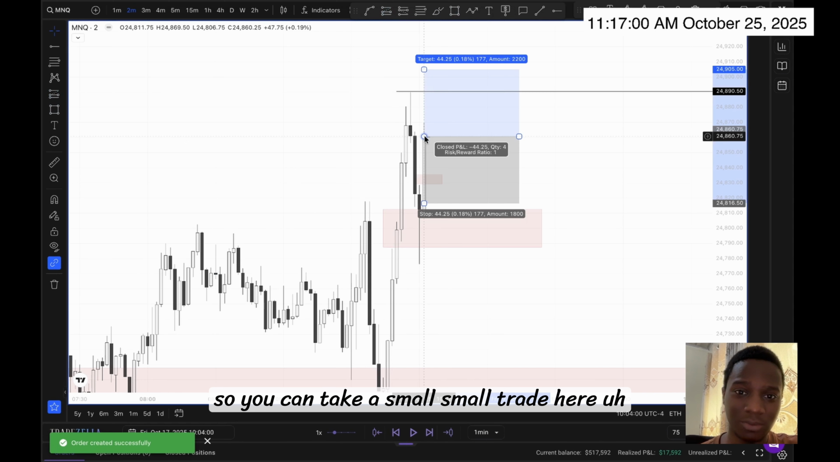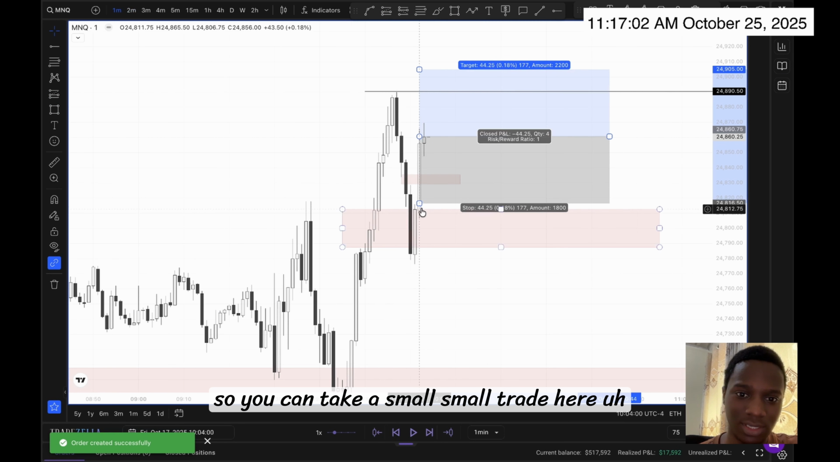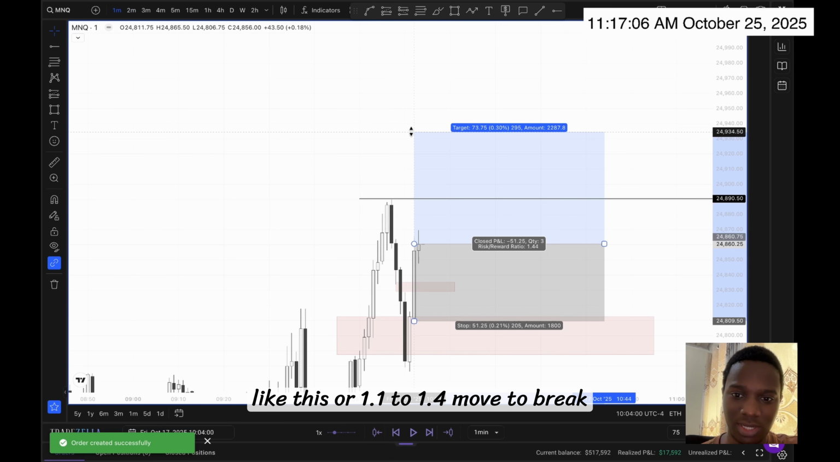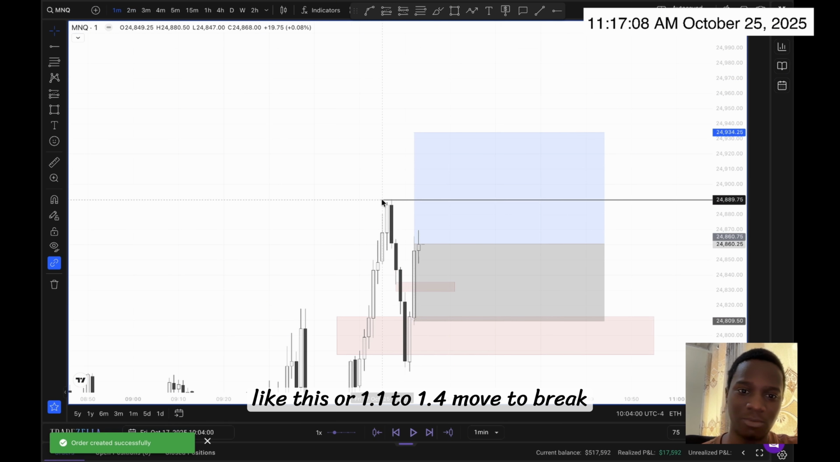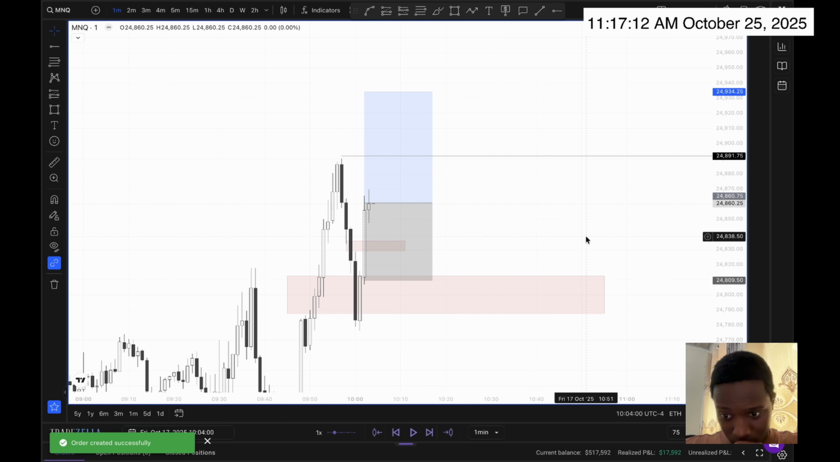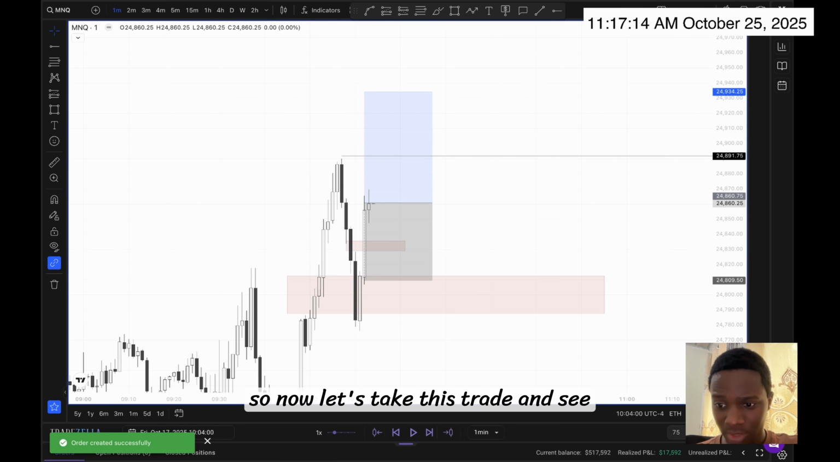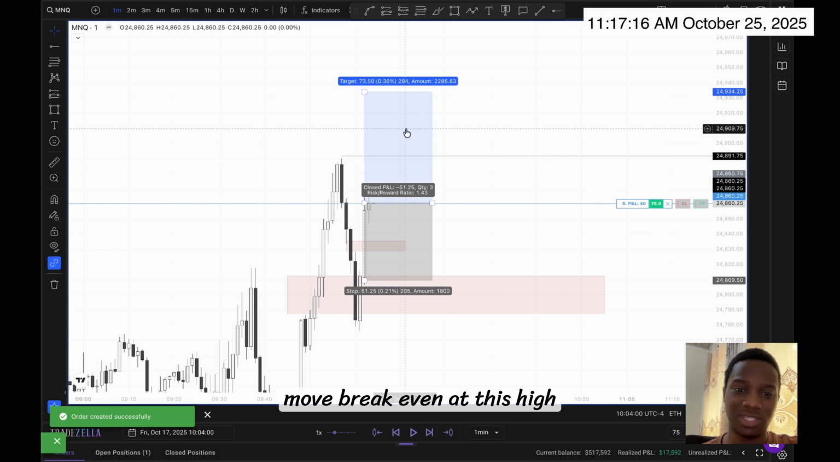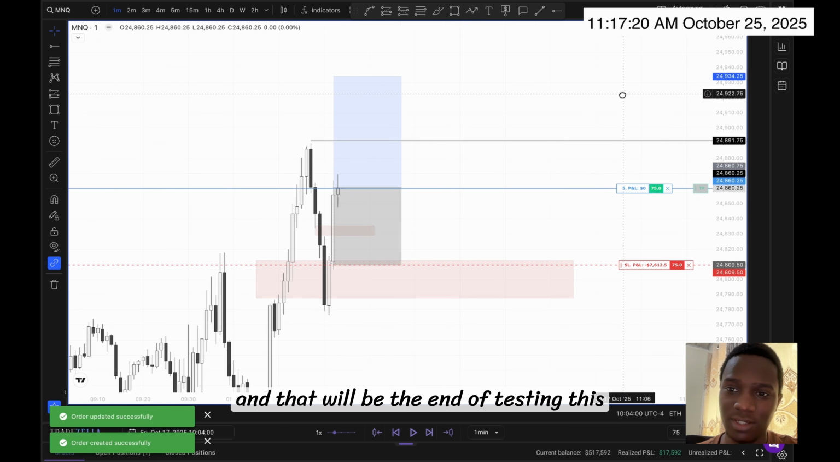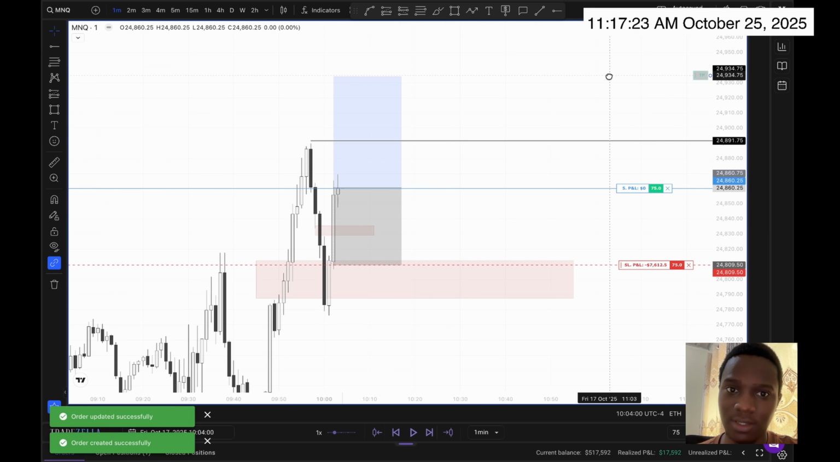So you can take a small trade here with your stop here, and probably take it like a 1 to 1.2, something like this, or 1.1 to 1.4. Move to break even at this high and see what the market delivers at this day. Now let's take this trade and see. Move to break even at this high, and that will be the end of testing this.